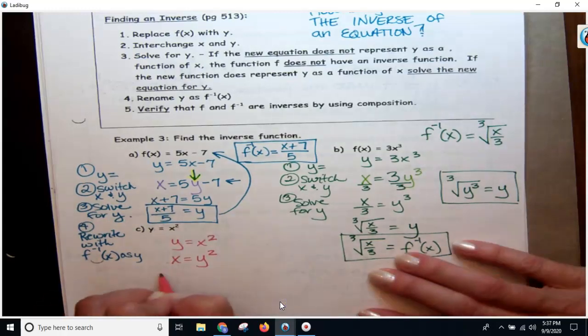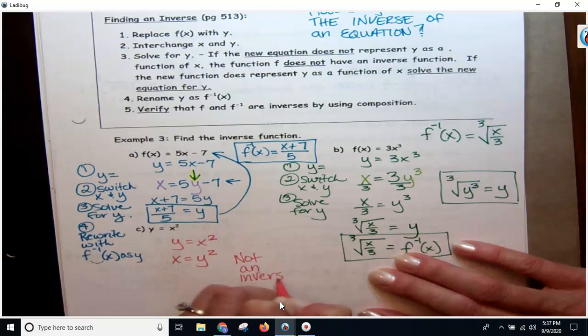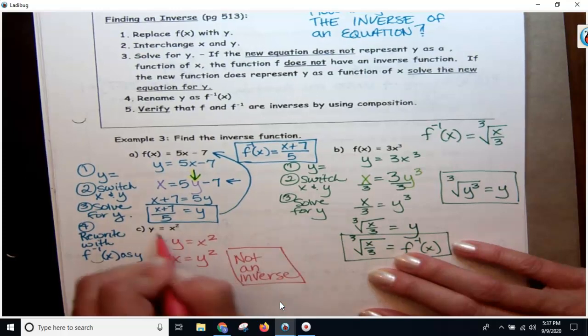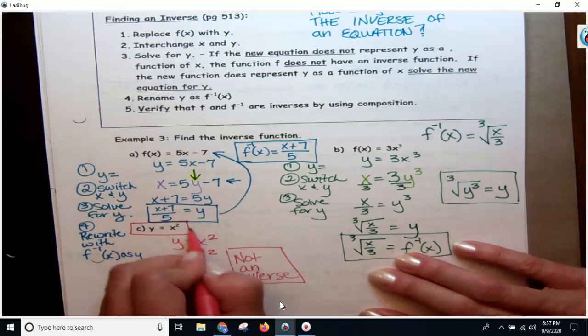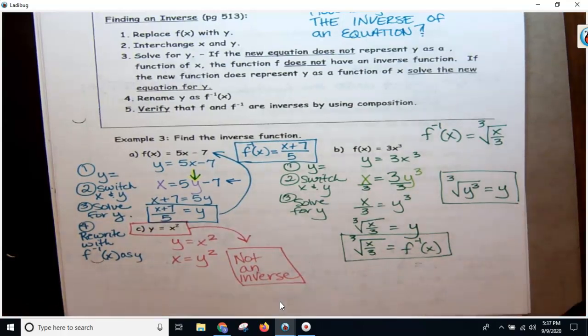in which case that just goes to show you that there is not an inverse. So this is not an inverse. This graph right here does not have an inverse. Okay? All right.